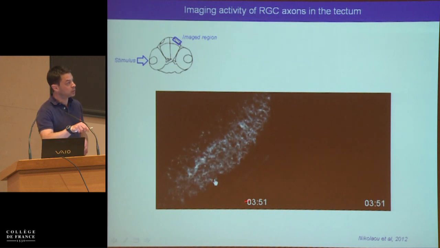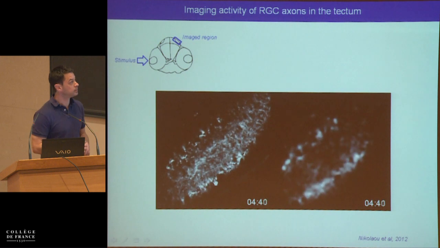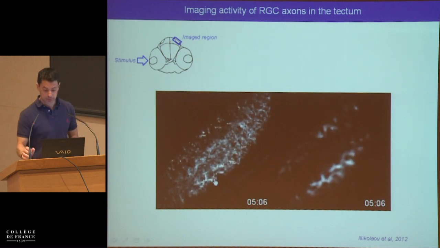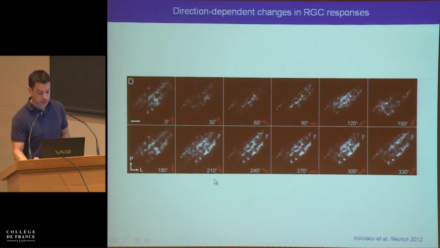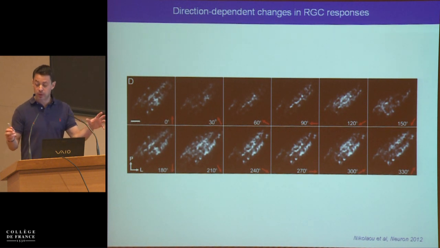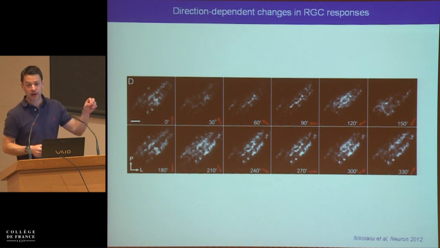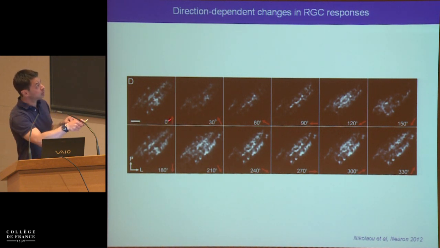And you can see from the clock in the corner that the whole experiment only takes about 6 minutes. So they're very quick to do. Okay, so if we just make a montage of one of these experiments, each panel shows the response of the retinal ganglion cell axons to the direction shown here in the corner.